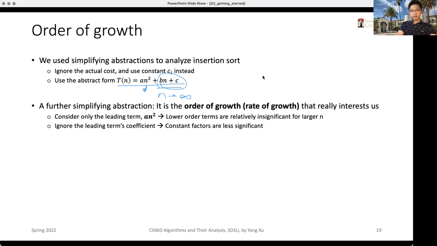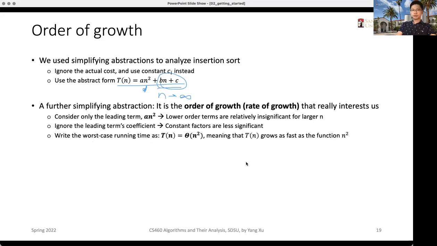Okay, and we can also ignore the leading term's coefficient. In this case, it's the constant a. So we can rewrite the worst case running time as big theta of n squared. It's the first time we introduce big theta, and we will introduce it more systematically in our next lecture. But for this time, we can just take it as a convention to write the order of growth. It basically tells that the function grows as fast as the function n squared.